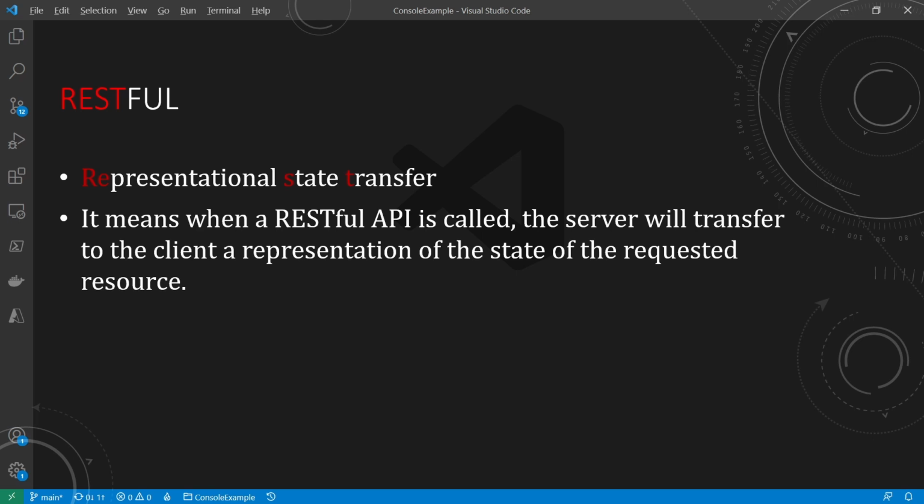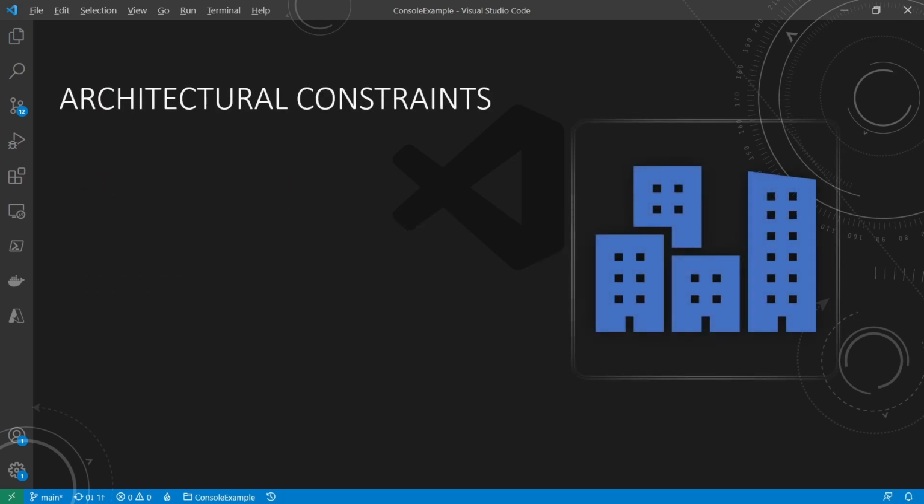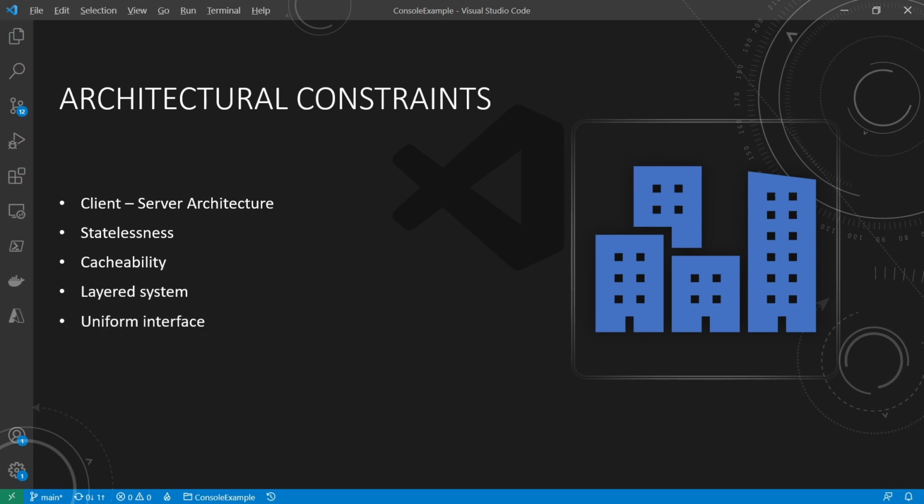Well, that is very generic. And it almost feels like any service could be a RESTful service. As a matter of fact, it's not the case. Because there are some very specific architectural constraints. There are 5 of them.